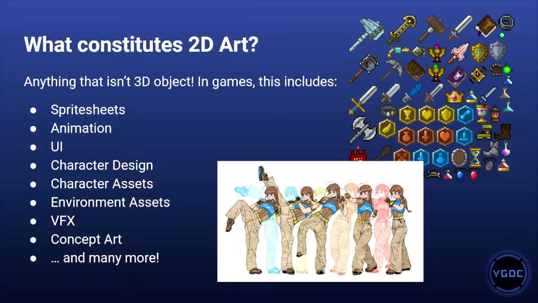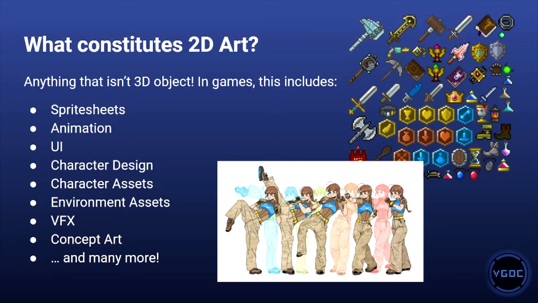But basically what constitutes 2D art is really just anything that isn't 3-dimensional, and that can constitute a lot of stuff even in 3D games. As for 2D games, that would really be sprite sheets, which is what's seen at the top. That would be a sprite sheet of a bunch of different items. It can also be traditional animation, which would be lower. That's actually an animation that I found on ArtStation, which I will talk about a little bit later.